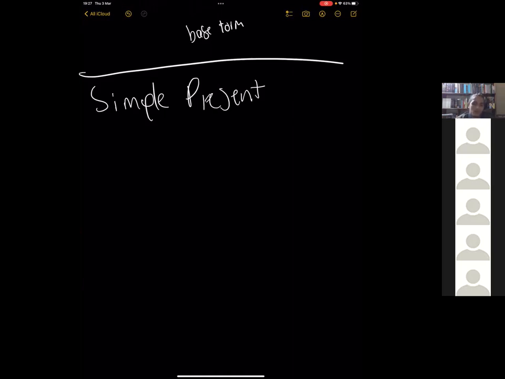The simple present structure is subject plus verb plus complement. Exactly, subject plus verb plus complement. Very important, but there is a peculiarity for simple present. Who can tell me why? There are some verbs that will change. When do they change?